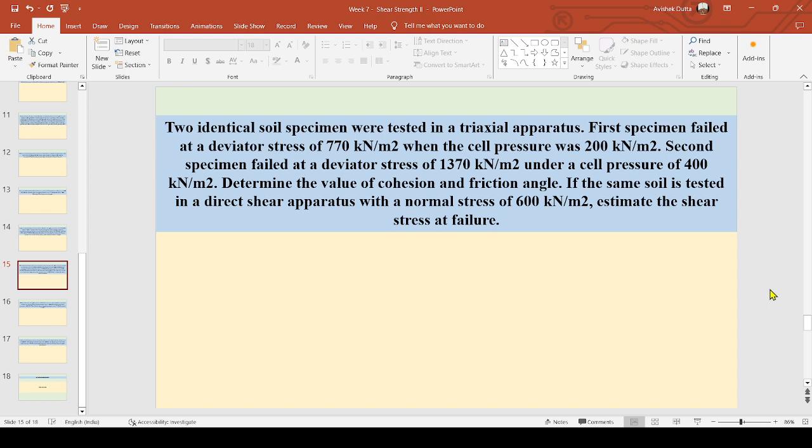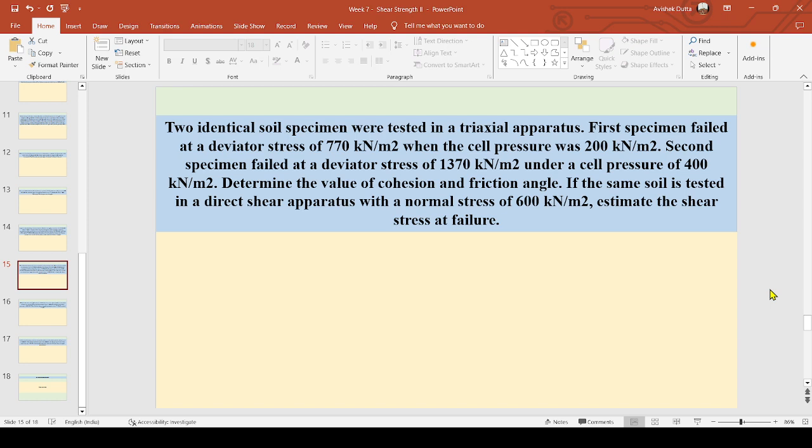I'll repeat the question once. Two identical soil specimens were tested in a triaxial apparatus. First specimen failed at a deviator stress of 770 kN per meter square when the cell pressure was 200 kN per meter square. Second specimen failed at a deviator stress of 1370 kN per meter square under a cell pressure of 400 kN per meter square. Determine the value of cohesion and friction angle. If the same soil is tested in a direct shear apparatus with a normal stress of 600 kN per meter square, estimate the shear stress at failure.